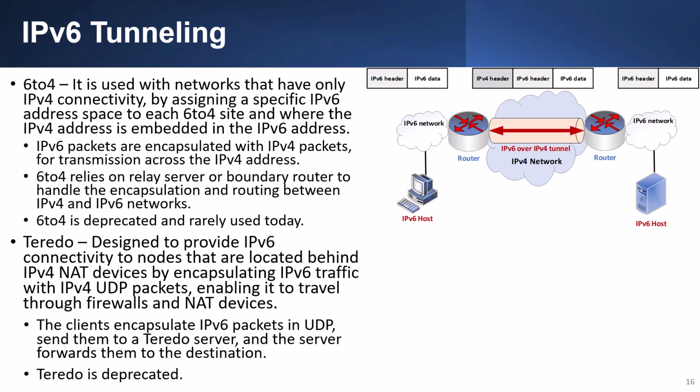Teredo is designed to provide IPv6 connectivity to nodes that are located behind IPv4 NAT devices by encapsulating IPv6 traffic with IPv4 UDP packets, enabling it to travel through firewalls and NAT devices. The clients encapsulate IPv6 packets in UDP, send them to a Teredo server, and the server forwards them to the destination. Teredo is deprecated.